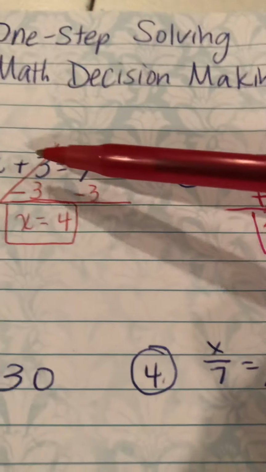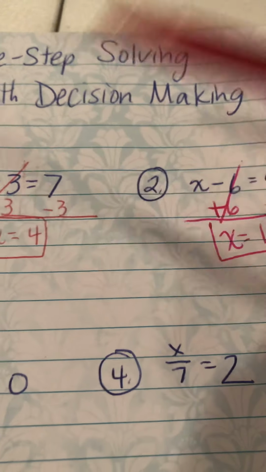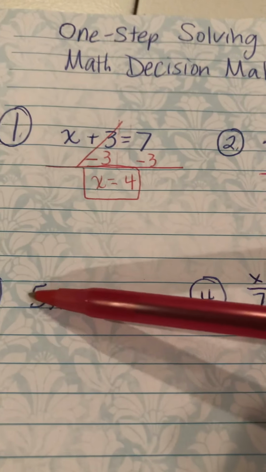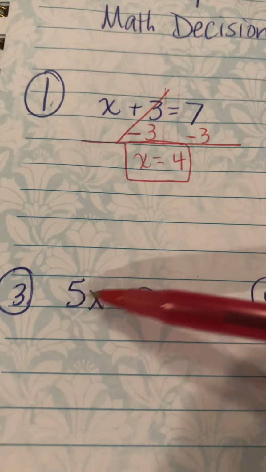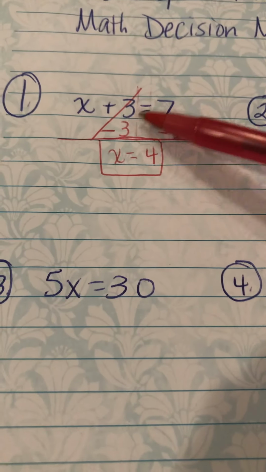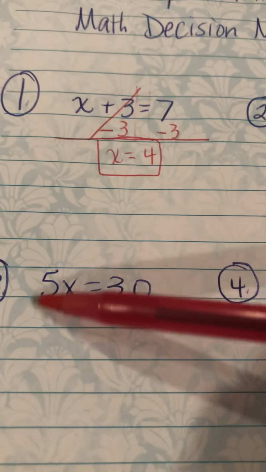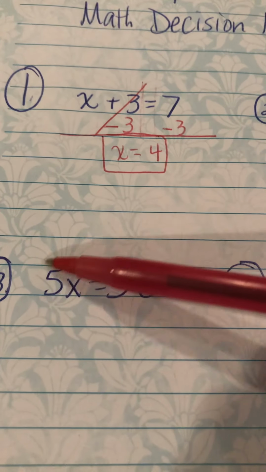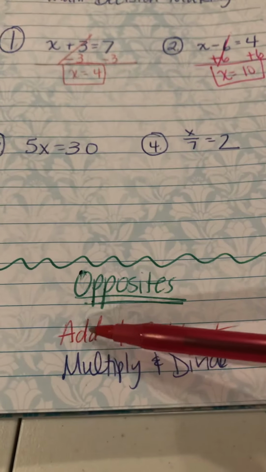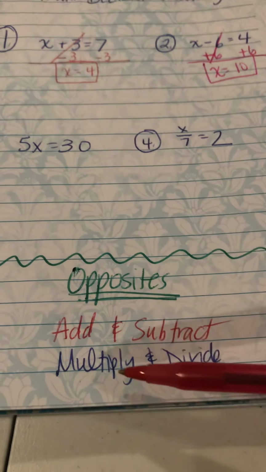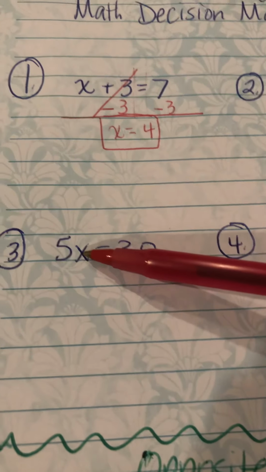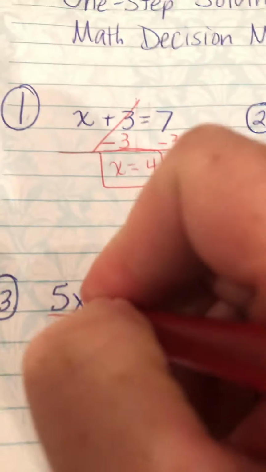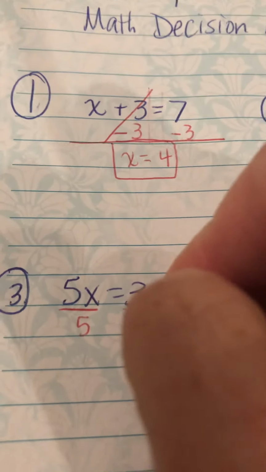Now we know that the opposite of add is subtract. But what about when it's like this, when there's no add or subtract? You should know that when they are right next to one another, that's multiply. And as I wrote right here, the opposites are add and subtract, and multiply and divide. So since that says 5 times x, the opposite would be to divide by 5 on both sides.